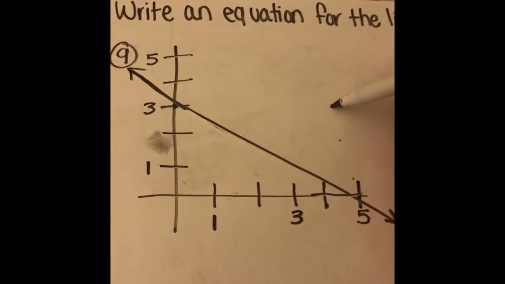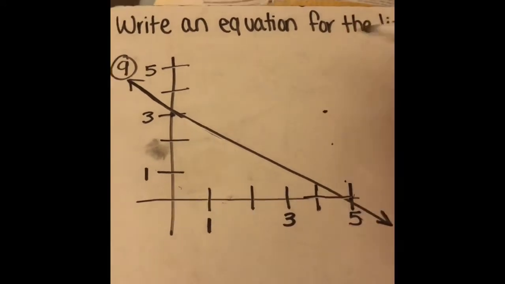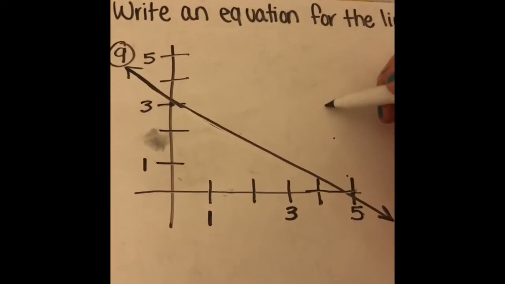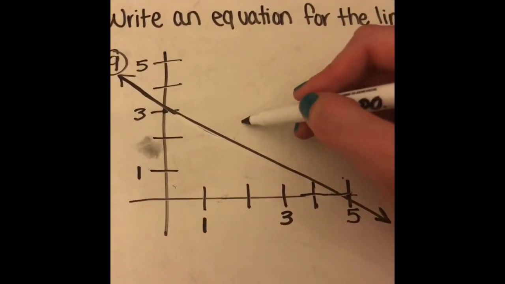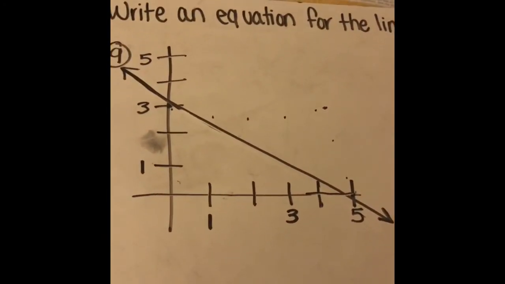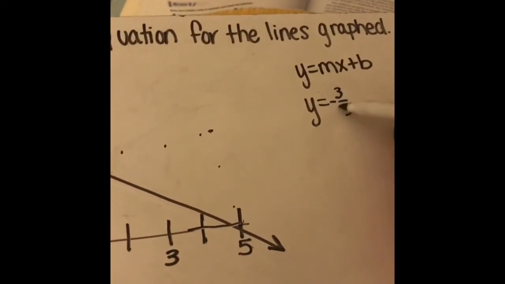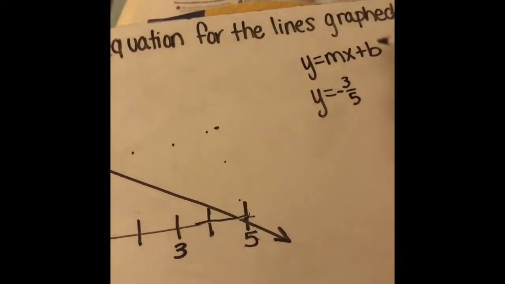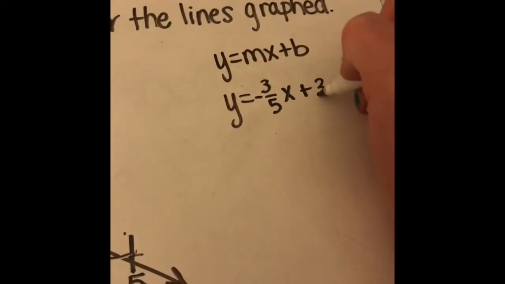Okay, so here we meet it at the 3, so we're going to rise up 3, and then we're going to go over to the left, so what that means is going to be negative. So then we're going 1, 2, 3, 4, 5. Okay, over 5. So we have y equals negative 3/5 x plus b, which is the y-intercept, and the y is intercepting at positive 3, so plus 3.